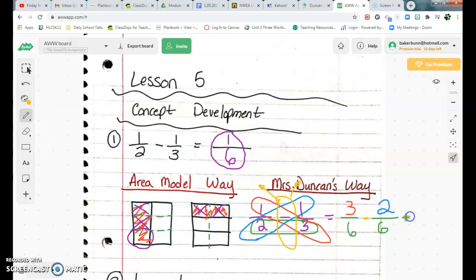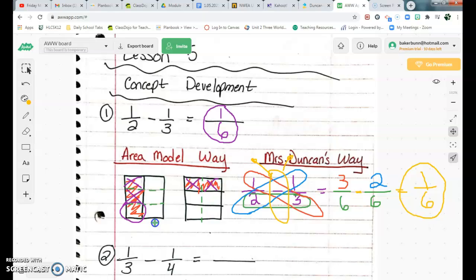And I want to make sure that I'm writing down subtraction. Equals, well, I have the same denominator, so my denominator is just going to be 6. 3 minus 2 is going to be 1. So again, I have 1/6. Same answer, two different methods. I really don't care if you prefer to do the area model way. That's totally acceptable. Or if you prefer to do Mrs. Duncan's way, totally acceptable. I just want to make sure that I'm introducing both methods to you so you have both of those methods in your toolbox.